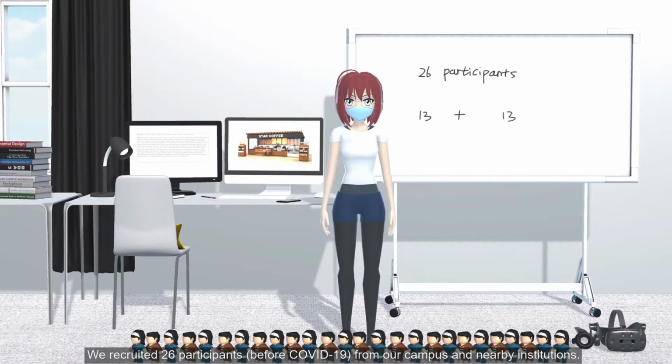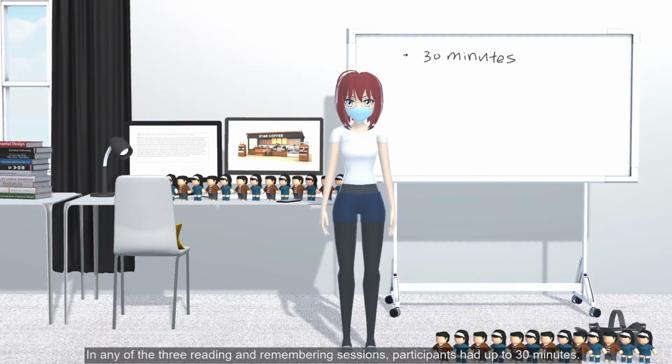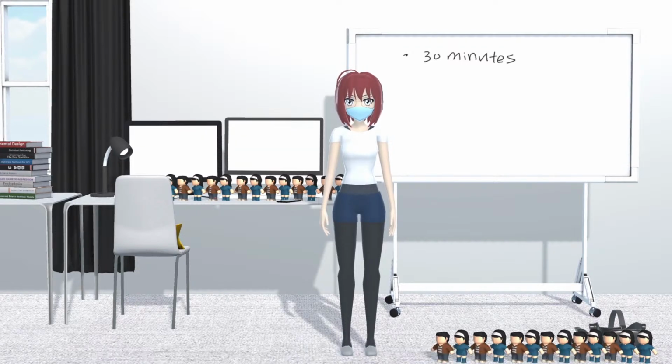We recruited 26 participants from our campus and nearby institutions. This was before COVID-19. They were randomly divided into 2 groups of 13 participants. Each group of participants first finished their baseline condition, and after 3 or 4 days of a forgetting period, they came back and finished the second condition. In any of the 3 reading and remembering sessions, participants had up to 30 minutes. After 30 minutes, they were asked to stop reading, or we removed the reading materials from them.